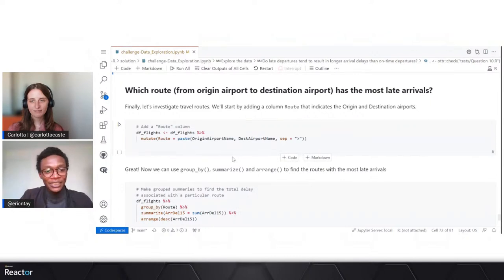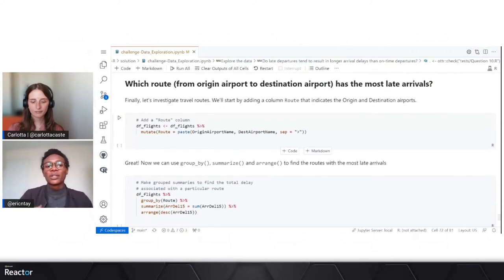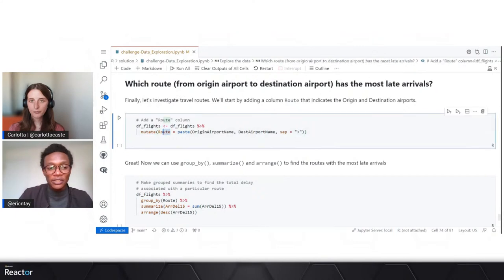Our final adventure is leading us to defining what routes, from this airport to that airport, and what's the distribution of late arrivals or early arrivals. To do this, we'll now use mutate to create a new column. Before we used it to modify an existing column. Now we use it to create a new column entirely, known as route. So we take the flights data and then use mutate to create a new column known as route.